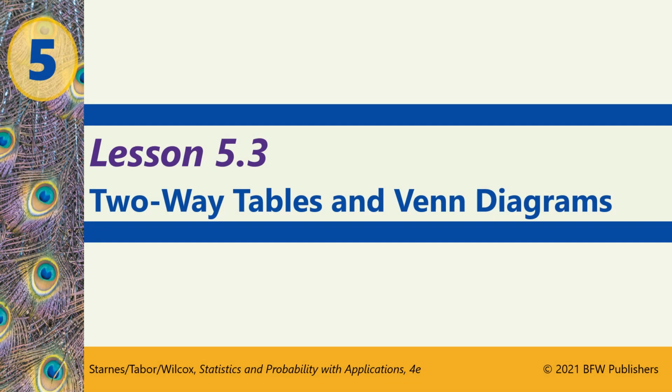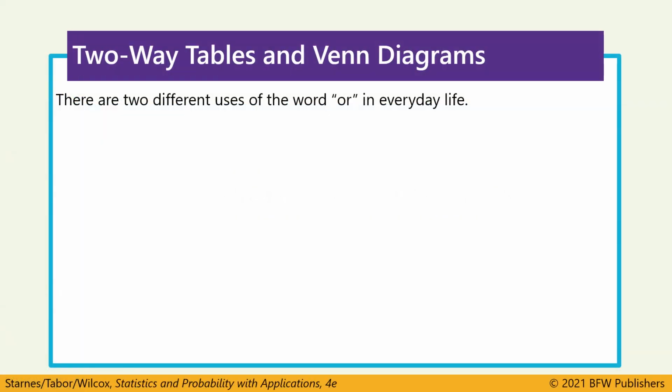Section 5.3, two-way tables and Venn diagrams. When it comes to probability problems, when we see the word "or," we know that we're adding two different probabilities.